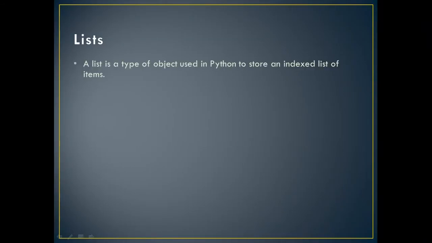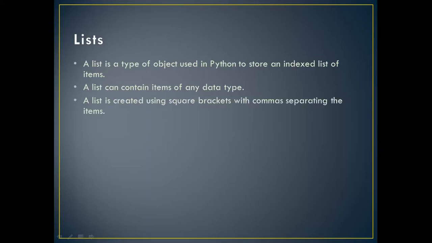Firstly, lists. A list is a type of object used in Python to store an indexed list of items. It's just basically a list of things. A list can contain any data type, unlike in other programming languages. In Python, you can have one list which contains integers, strings, characters, booleans, anything. A list is created using square brackets with commas separating the items.